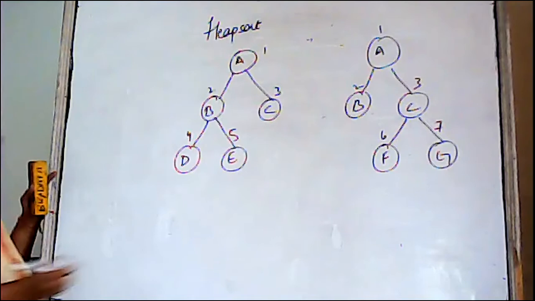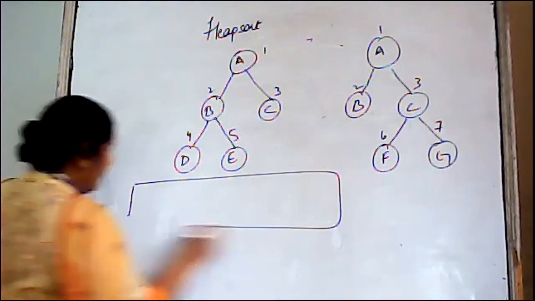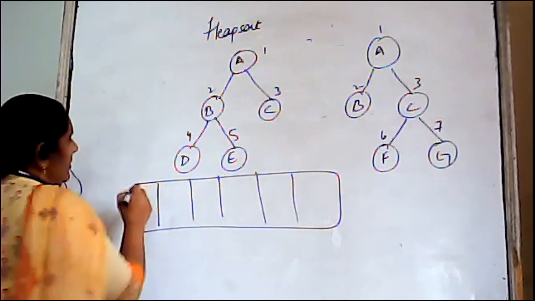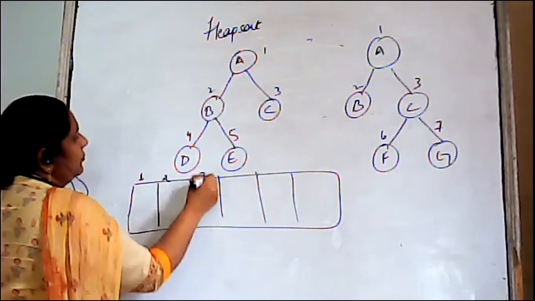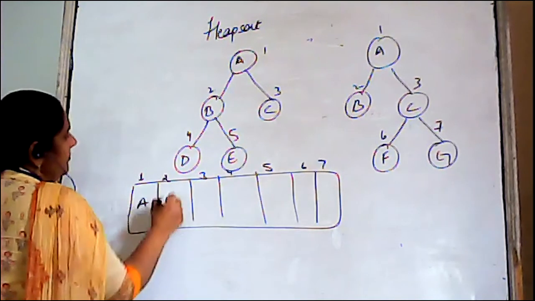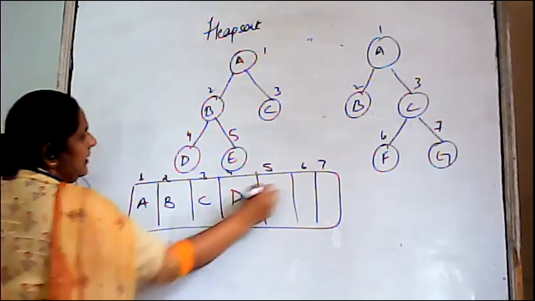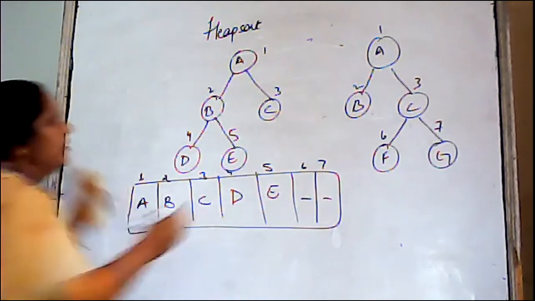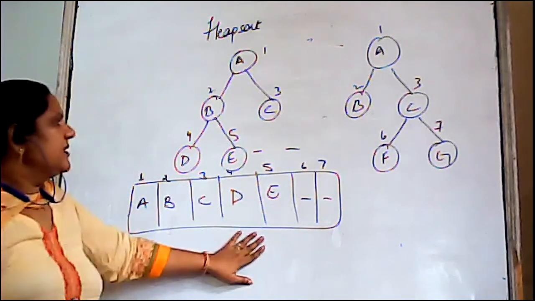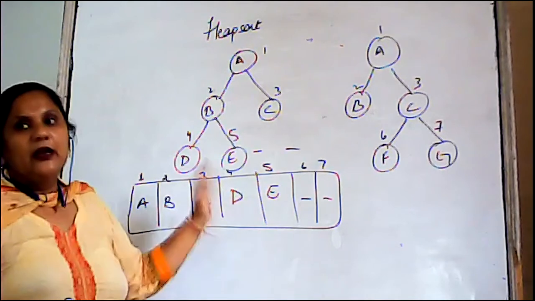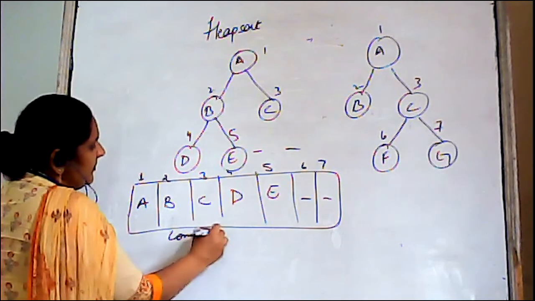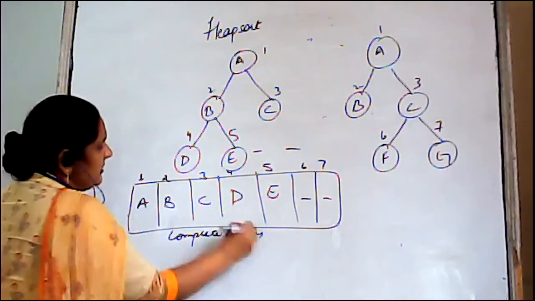Now let's represent this in the array. 1, 2, 3, 4, 5, 6, and 7. So we have A, B, C, D, and E. Two blank spaces are there because we don't have the left and right child of C. And we will make the insertion. If we want to append any alphabet, then we can append it after C. So this is your complete binary tree. See, no missing values.